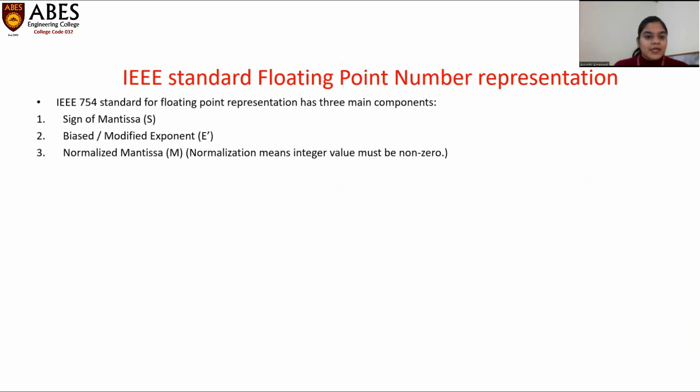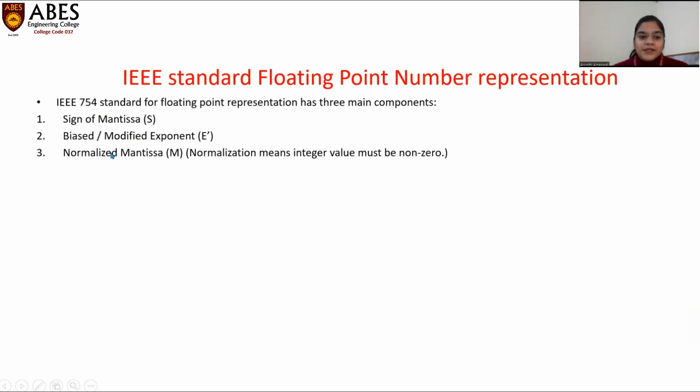Let's move on and see what the main components of any IEEE 754 standard floating point number representation are. There are three basic components. First is the sign of the mantissa. That means our integer section is positive or negative. If we have decimal numbers, we put a plus sign or negative sign representing the number as positive or negative. And if we have binary numbers, we put 1 for negative numbers and 0 for positive numbers. So this is the sign of the mantissa.